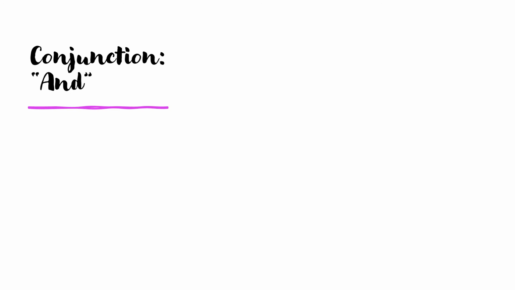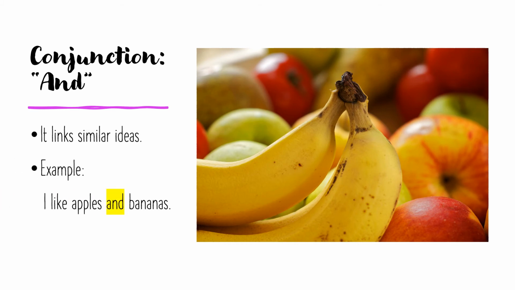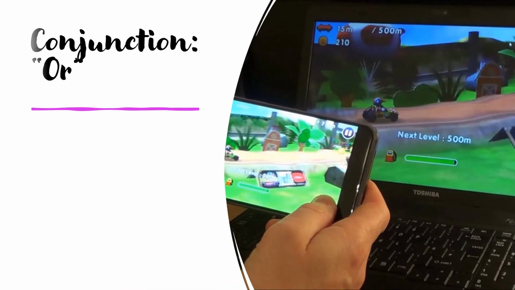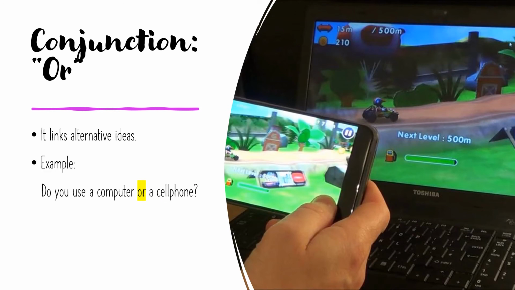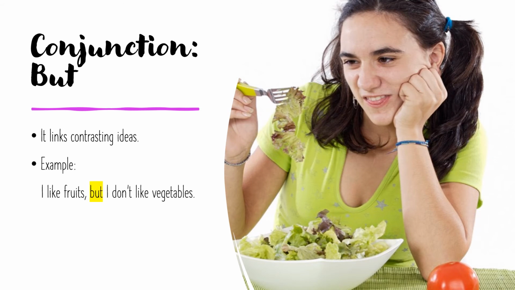The first one is and. It links similar ideas. For example, I like apples and bananas. Or it links alternative ideas. For example, do you use a computer or a cell phone? The conjunction but. It links contrasting ideas. For example, I like fruits, but I don't like vegetables.